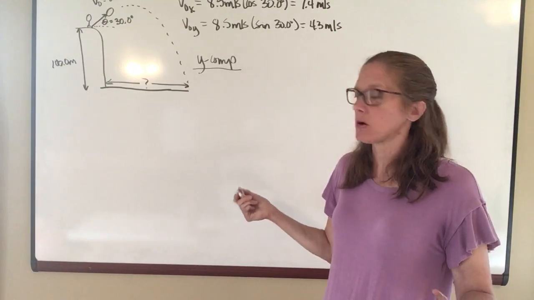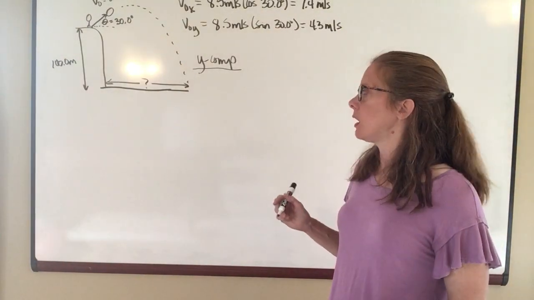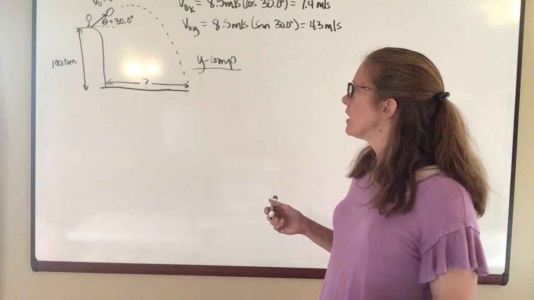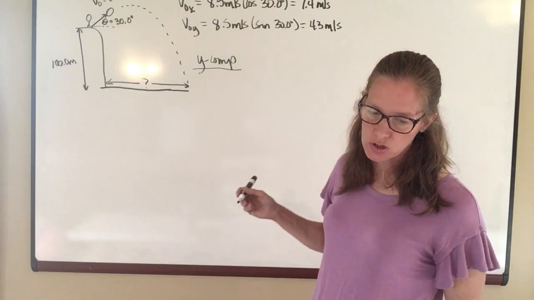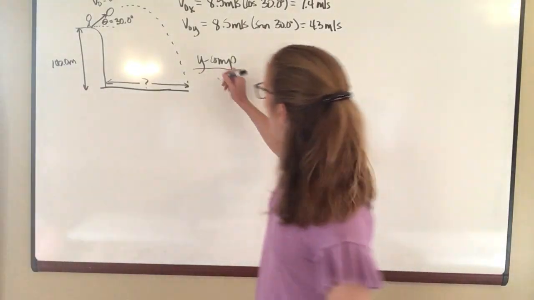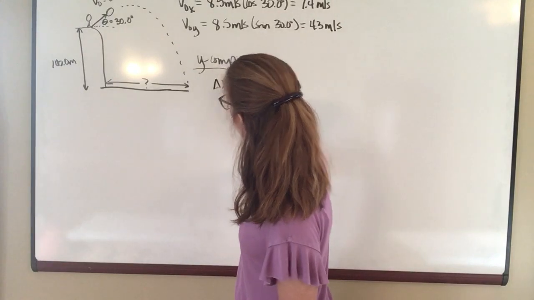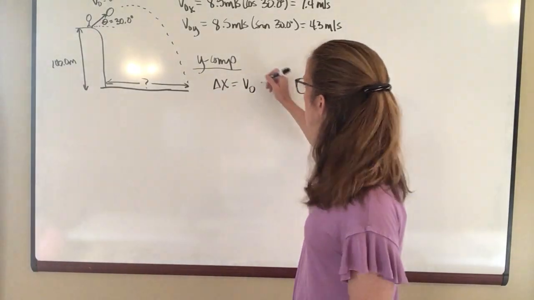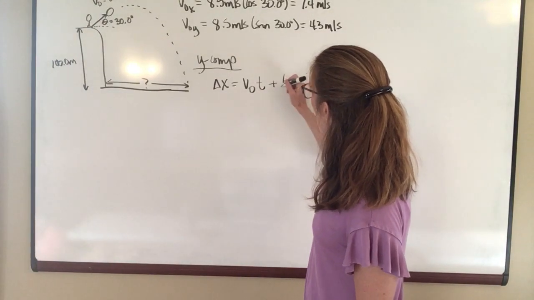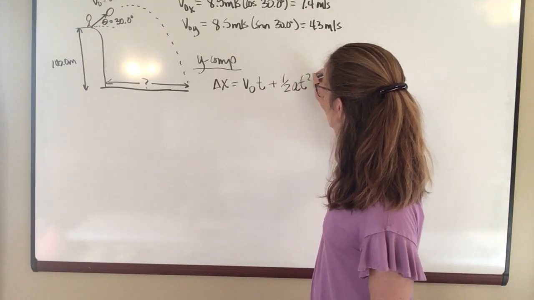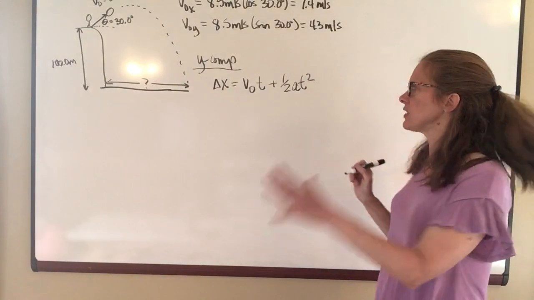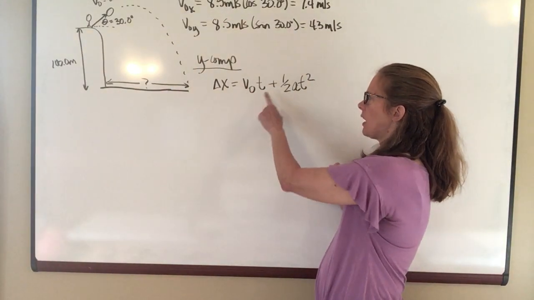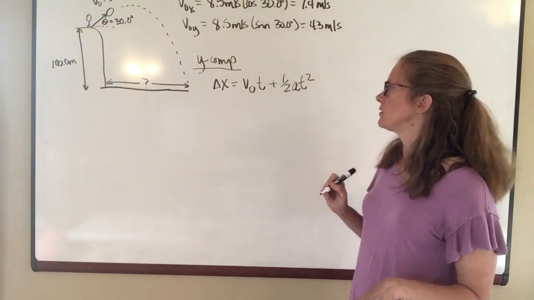Because again, once it hits the ground, it's not going to travel any further horizontally or vertically, either one. So for the y component of my direction, if I'm going to calculate time, I know delta x, I know the initial velocity, I don't know time, but I do know acceleration. So I know everything in this equation except the time, and that's what I'm trying to find.